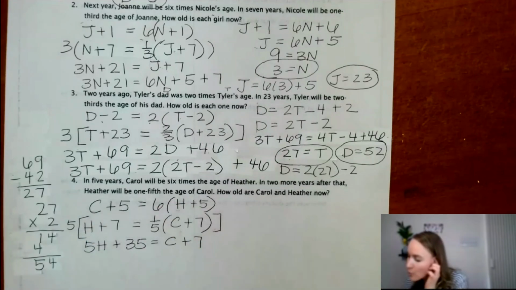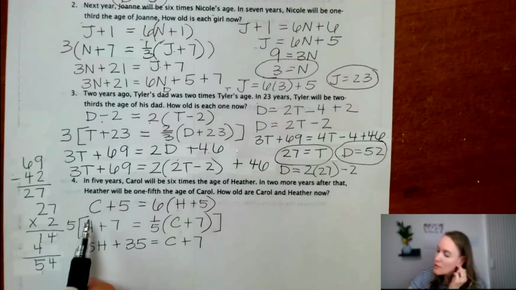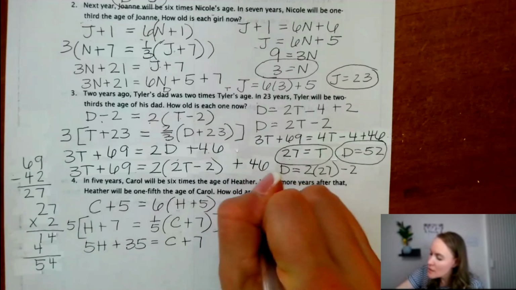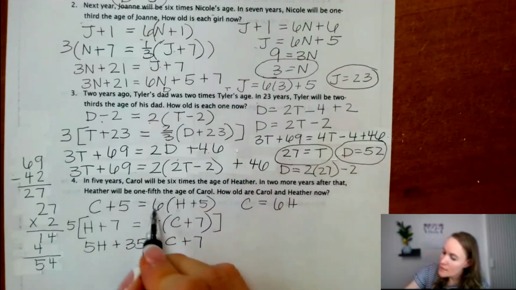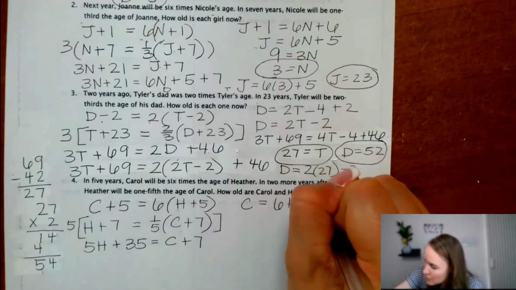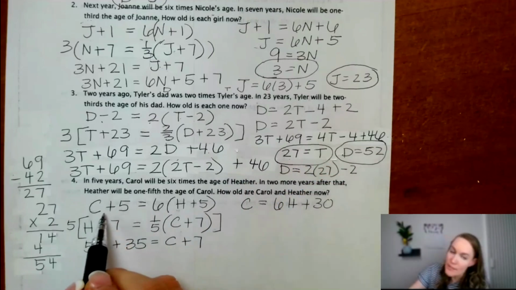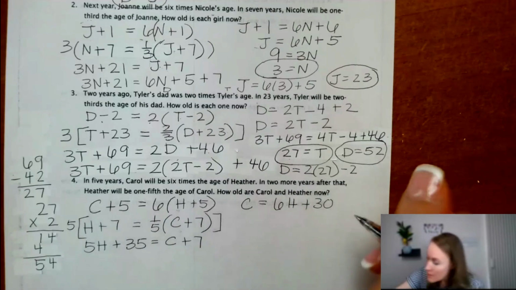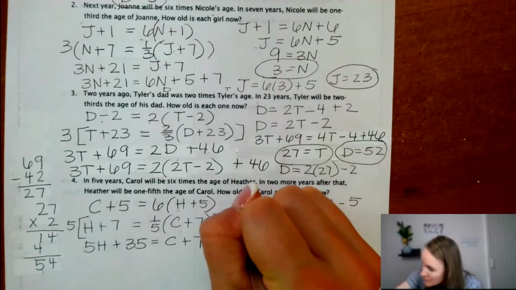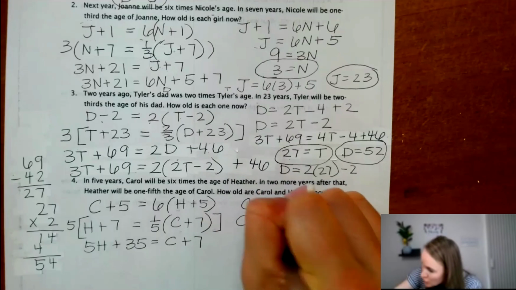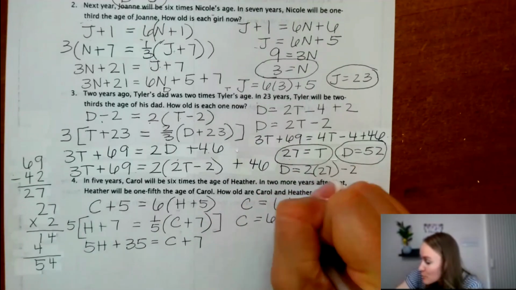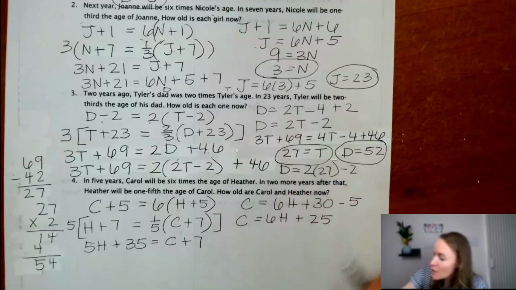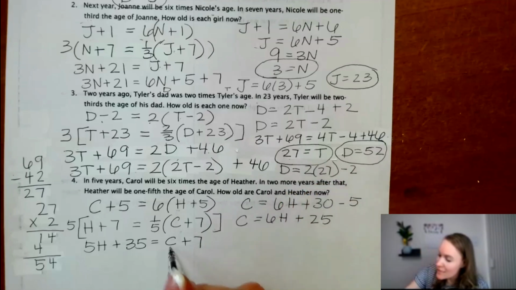Okay, now I'm going to look at this equation. What can I solve for? And I'm really thinking I want to solve for c. So c equals 6 times h is 6h. 6 times 5 is plus 30. And then I'm going to go ahead and subtract over 5. So subtract 5. So c equals 6h, 30 minus 5 is 25, so plus 25.